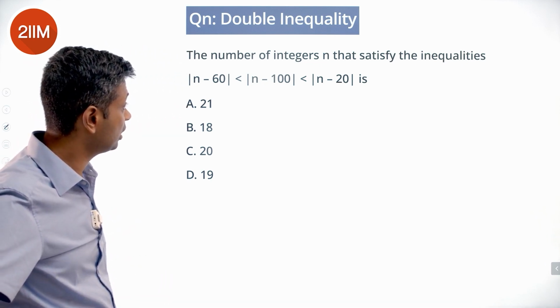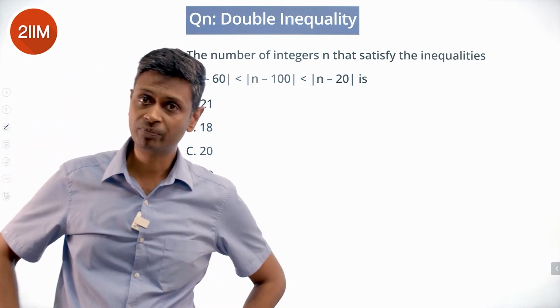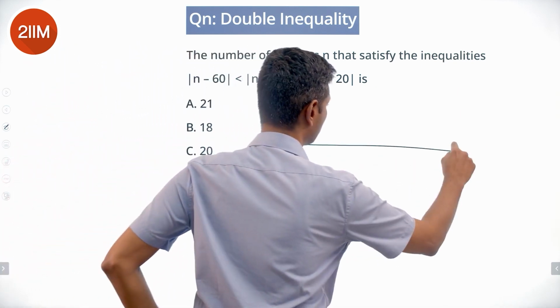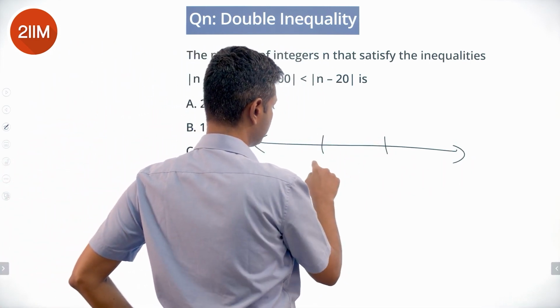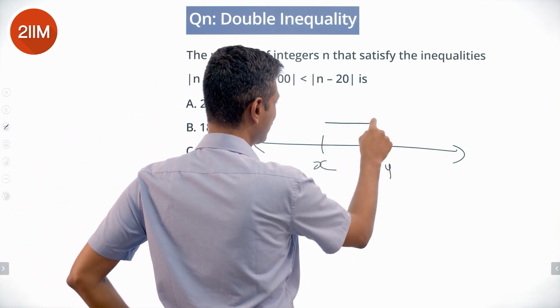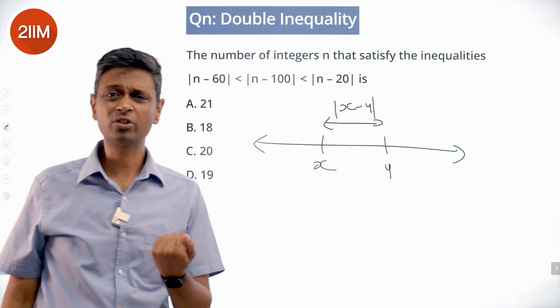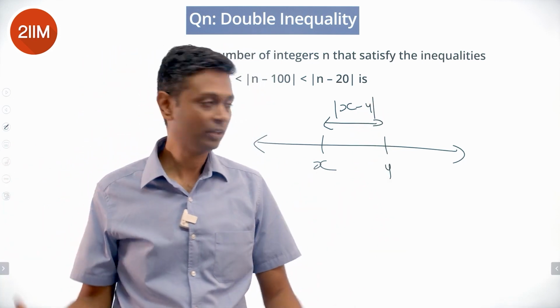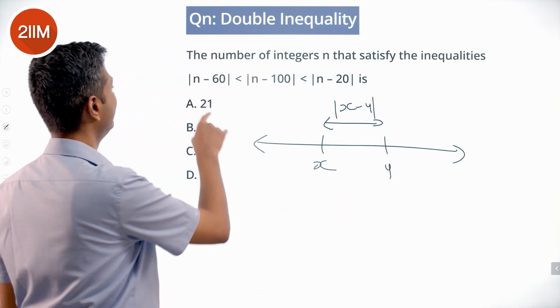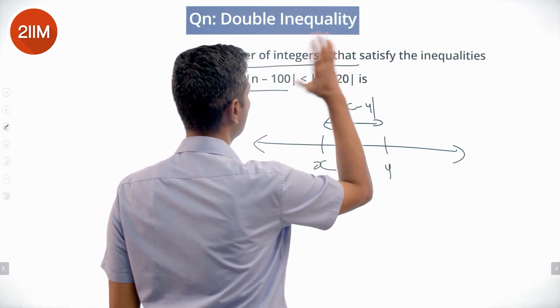The number of integers n that satisfy the inequalities, modulus of n minus 60 less than modulus of n minus 100 less than modulus of n minus 20, is very interesting. First thing we need to know is if you have 2 points on the number line, x and y, then the distance between these 2 points is modulus of x minus y or modulus of y minus x, one of the two, doesn't matter. Right? So now we're going to treat this as this inequality and then this inequality.